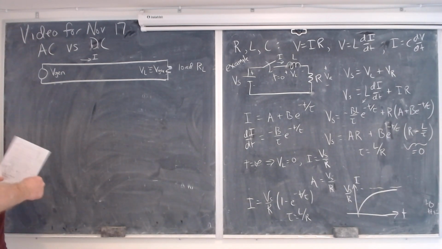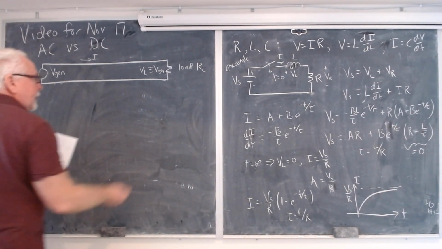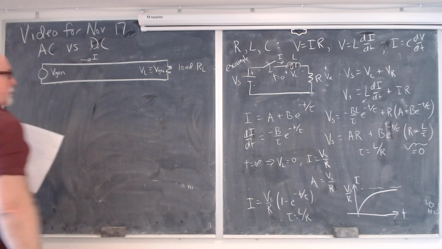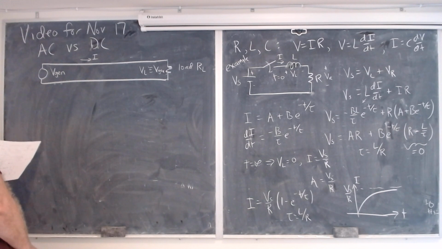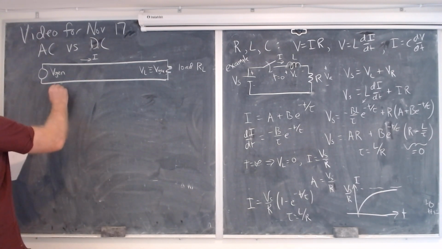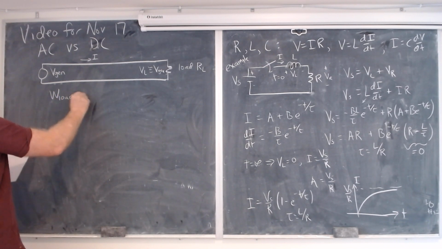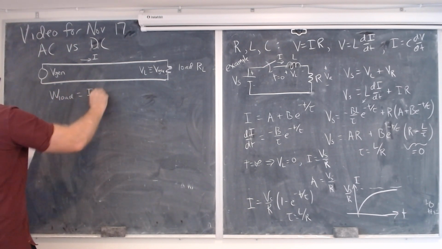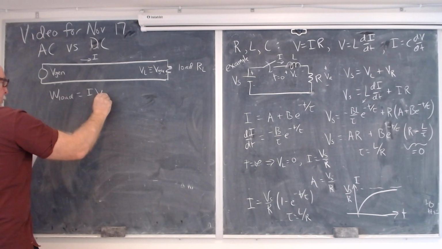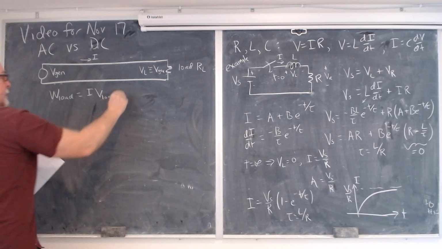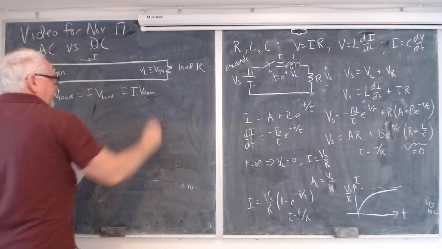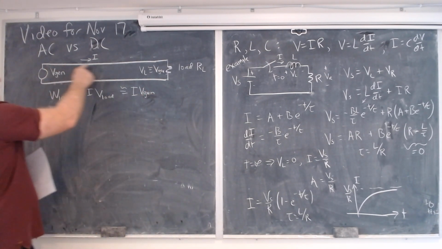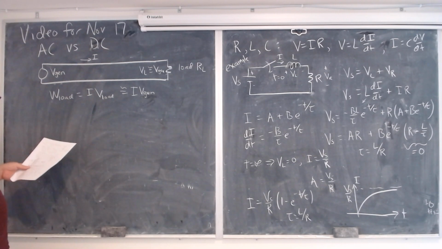Now, if that weren't true, then you'd have a big problem because you'd be dropping all your energy across the wire. If you make that approximation, you can evaluate why you want high voltages. The reason is because the power into the load is equal to IV at the load. And we said that it's approximately equal to I V generator, because we postulated that the voltage drop across here is very, very small.